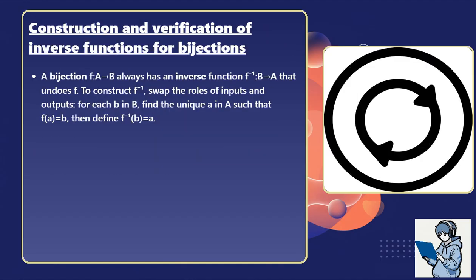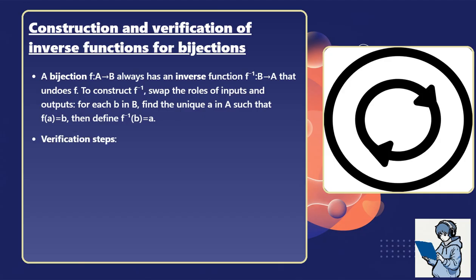A bijection f from A to B always has an inverse function, f inverse from B to A, that undoes f. To construct f inverse, swap the roles of inputs and outputs. For each b in B, find the unique a in A such that f of a equals b, then define f inverse of b equals a.